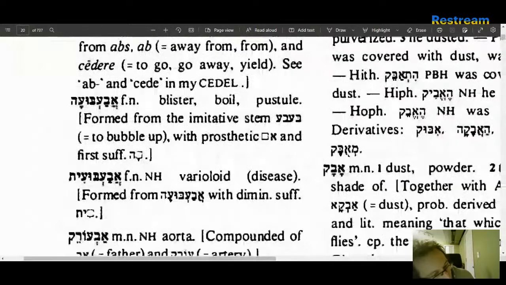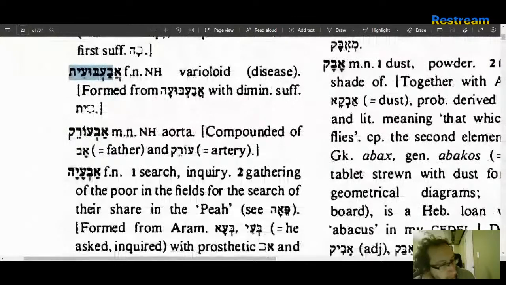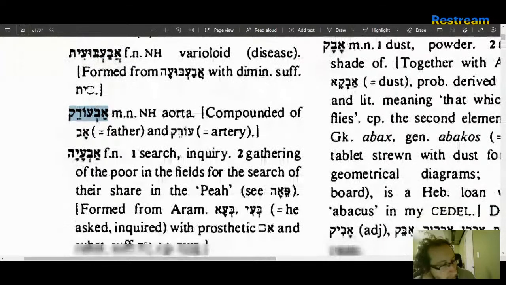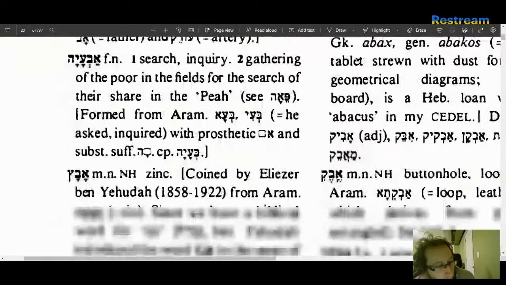So modern Hebrew has a lot of loans from other languages, just like English has loans from other languages. So here we have the boils or blister. So it's the same exact thing we have going on. Aorta. Let's see. Aorta is father of artery. Interesting. Or the origin of artery. Abaya, to search or inquire, formed from an Aramaic word. Okay, so that's a later Hebrew word.